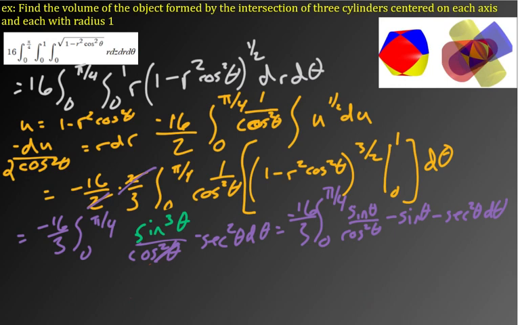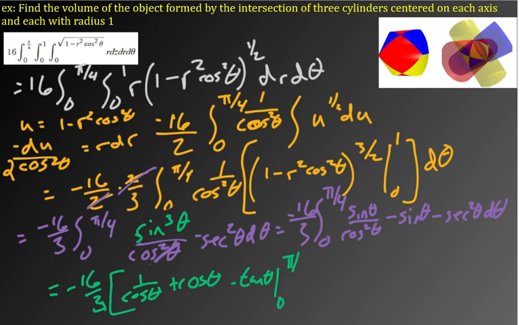So you would have negative 16 thirds. And then if you do all those integrals out, you'll get 1 over cosine theta plus cosine theta minus a tangent theta, right? And then all of that is running 0 to pi over 4. And if you crank through all that, you should get basically 8 times 2 minus root 2 as the answer, which is some weird number.